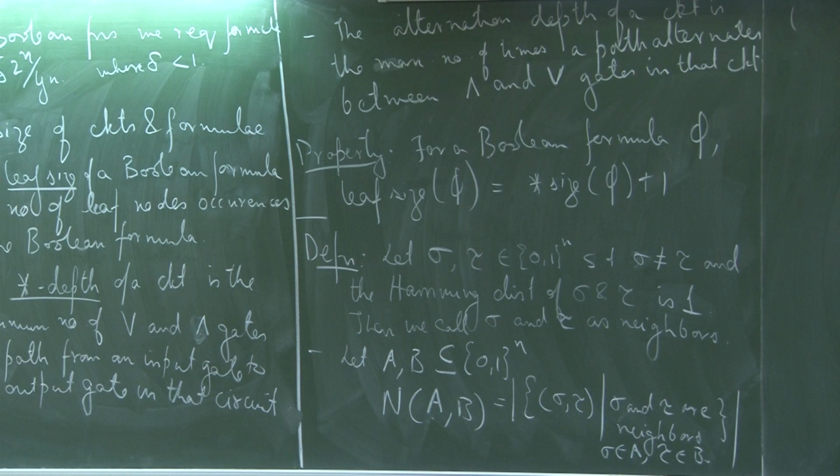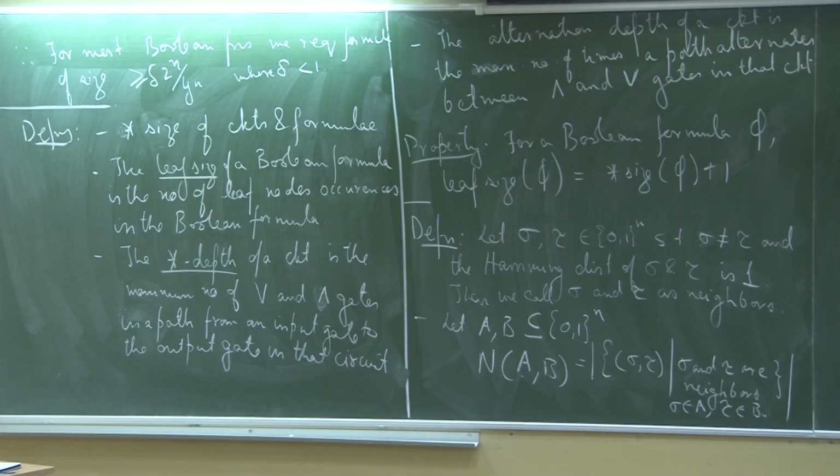I am sorry, A and B can be any sets. They need not be disjoint. They can have common elements. In this definition, they can be anything. But when we prove Khrapchenko's theorem, we will consider A and B to be disjoint.